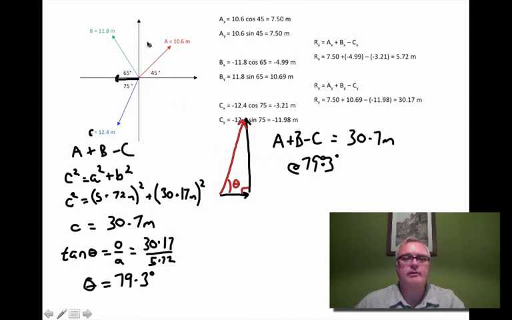And since we don't know whether this is north, south, east, or west, or any other direction, we can just assume that it's x and y. So that is obviously the angle that is above the positive x-axis.